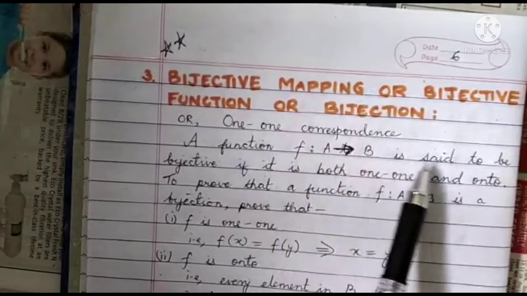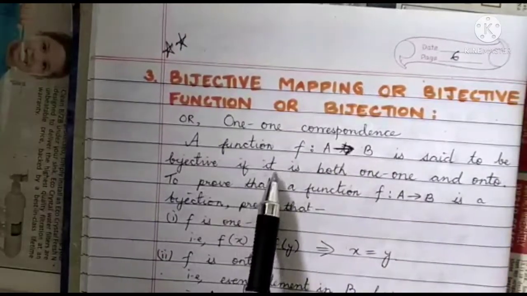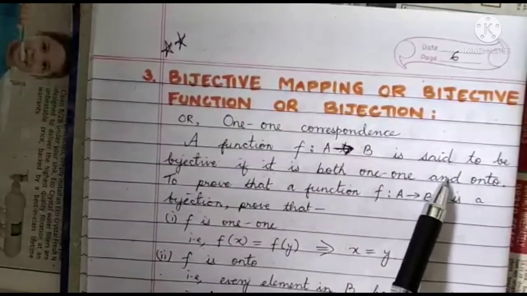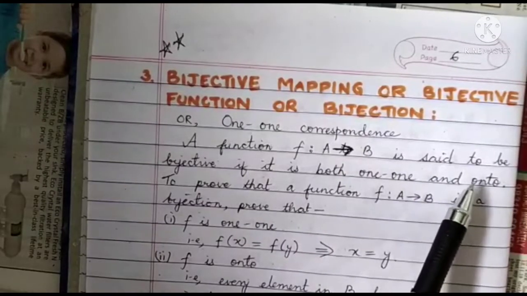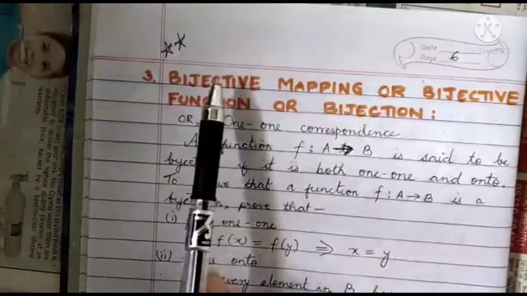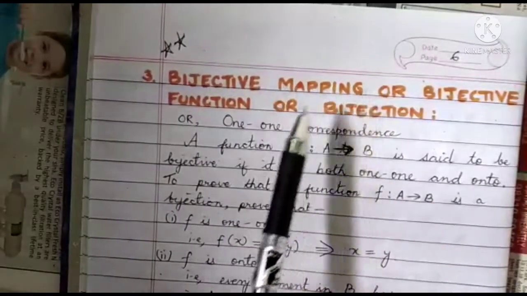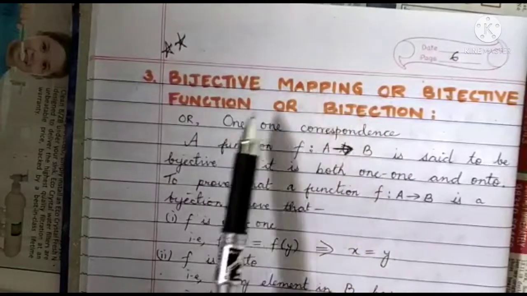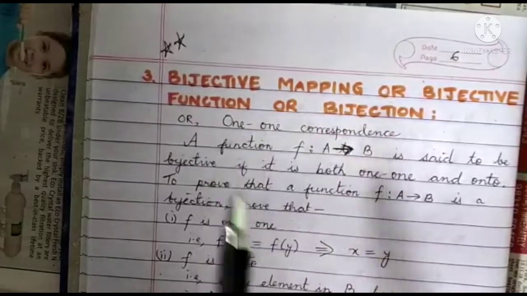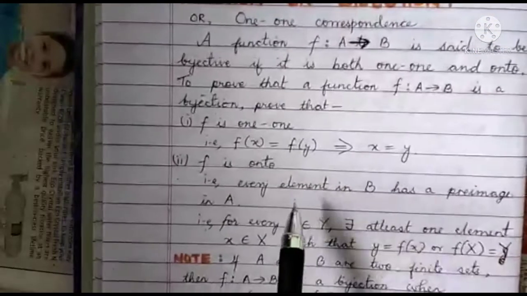A function is said to be bijective if it is both one-to-one and onto. If a function is one-to-one also, onto also, then the function is called a bijective mapping, or it is also called one-to-one correspondence. A bijective mapping is also called one-to-one correspondence. Please keep that in mind.